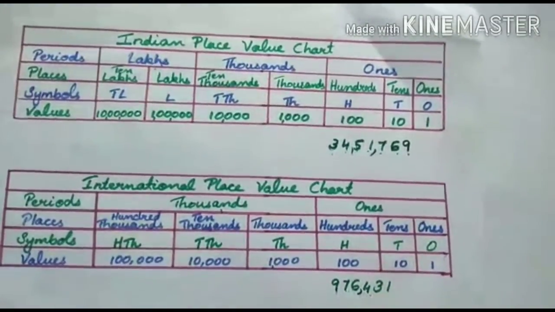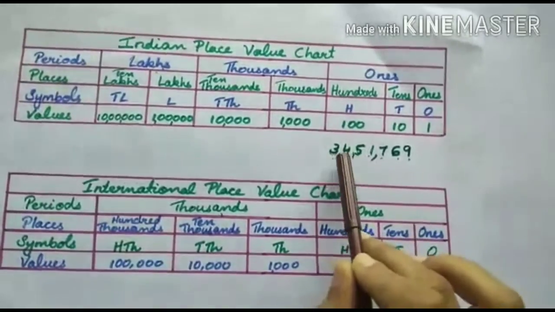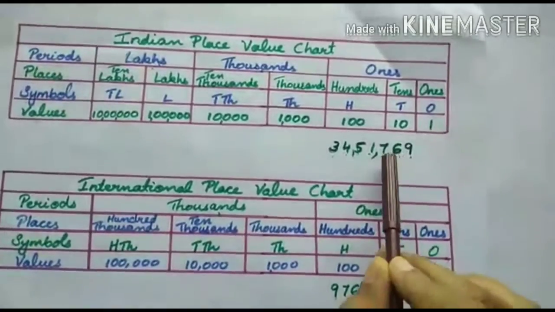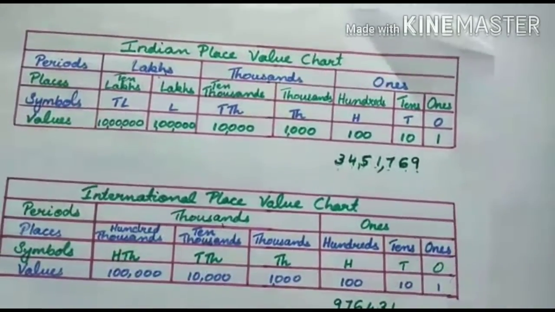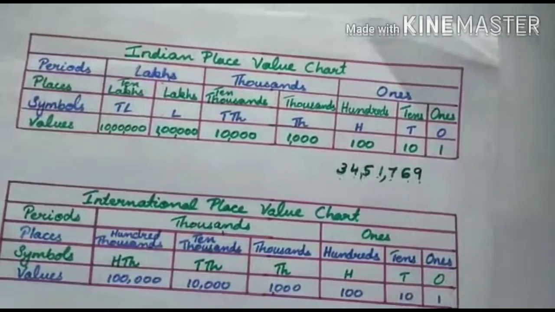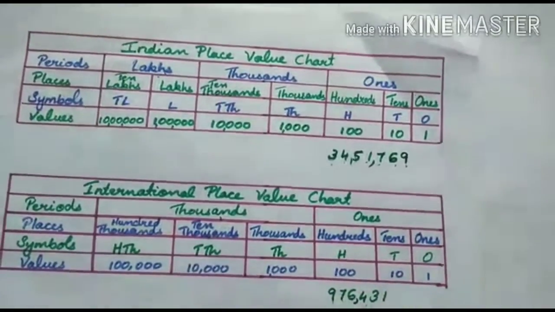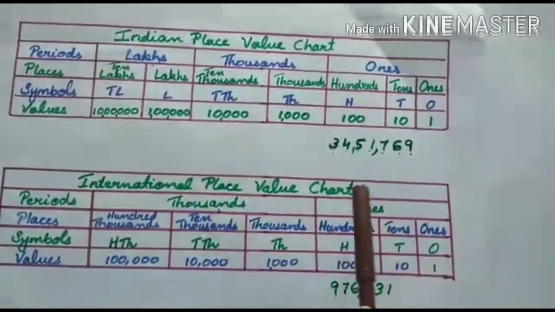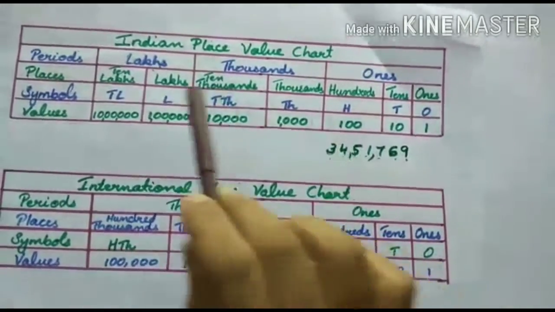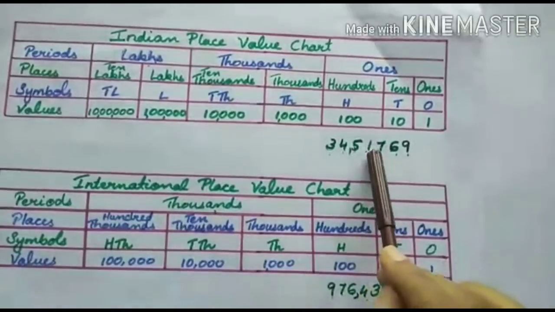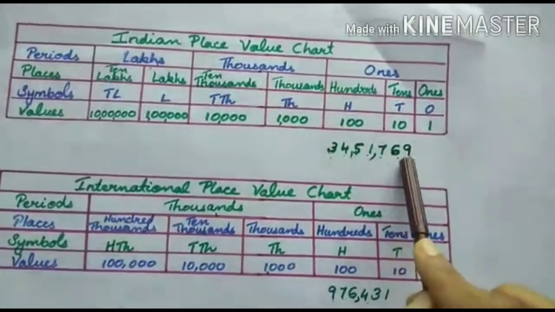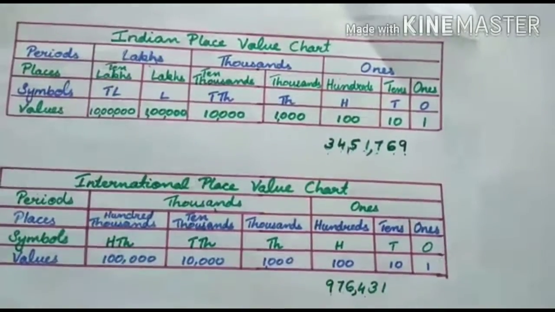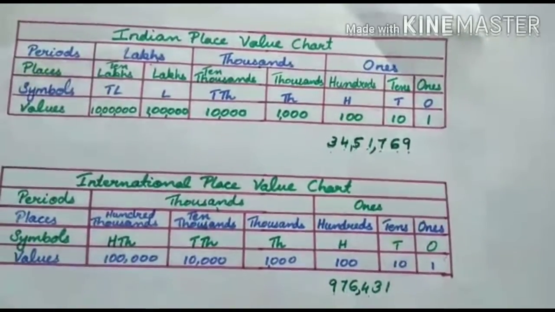So here we can read this number as 34 lakh 51,769, because the digits in the same period are read together. These are the digits under the lakh period, so we read them together: 34 lakh 51,769.